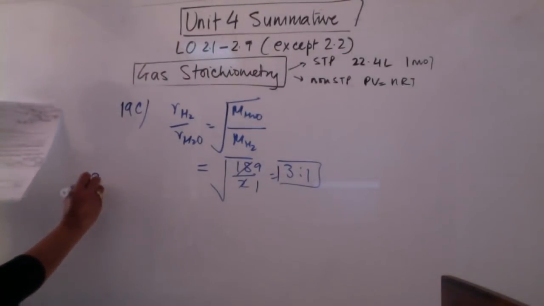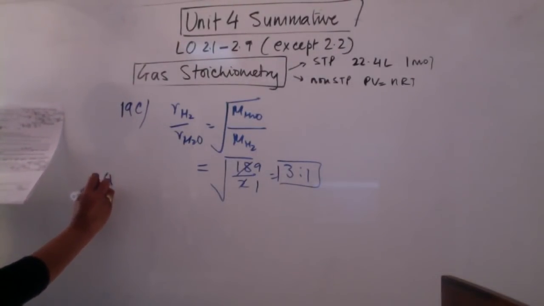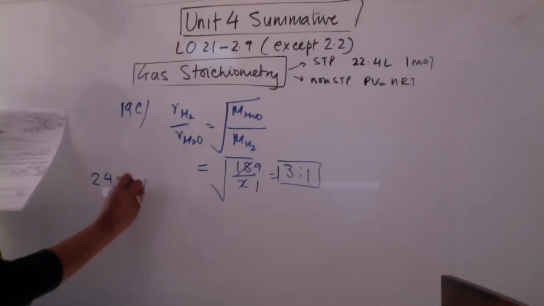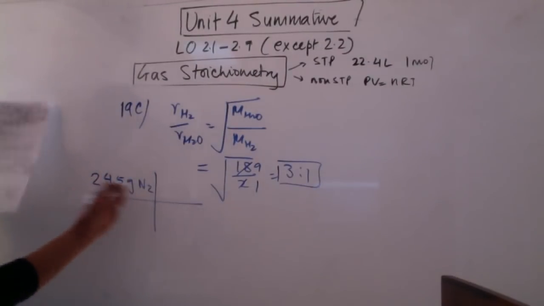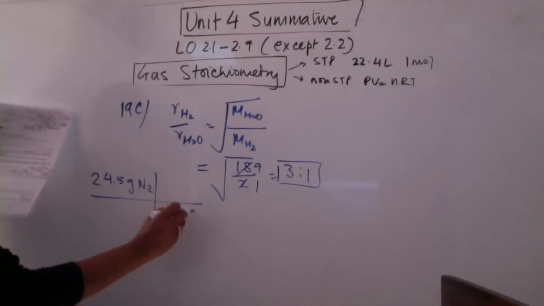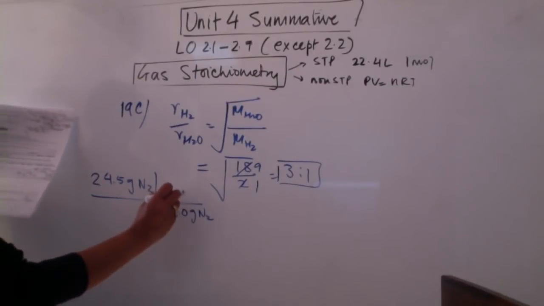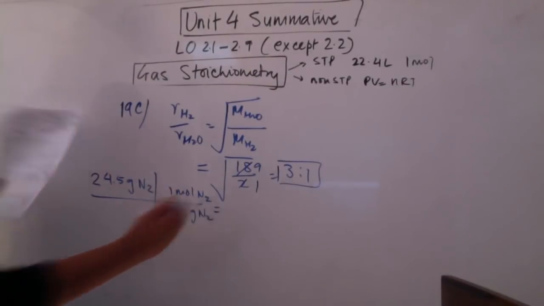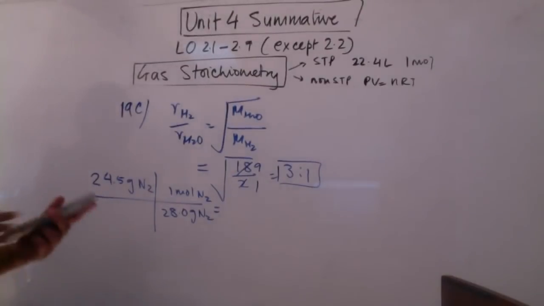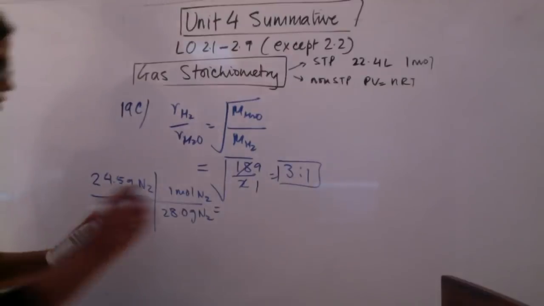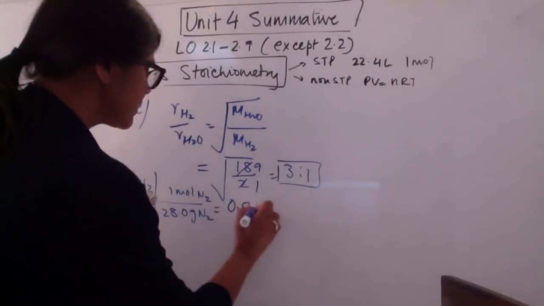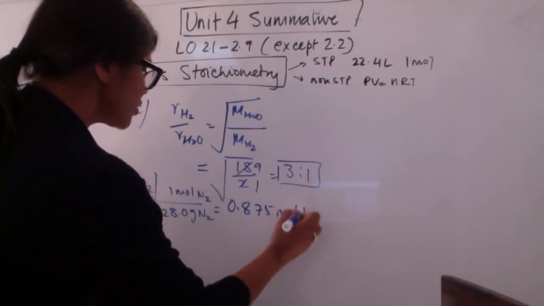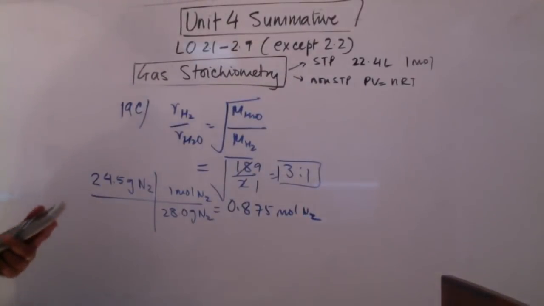So if you have 24.5 grams of nitrogen, how many moles of nitrogen do you have? 28 grams nitrogen is 1 mole nitrogen. So that is how many moles? 24.5 divided by 28, you have 0.875 moles of nitrogen.